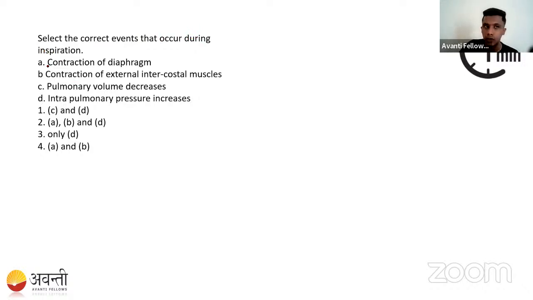So let's see the first option, contraction of diaphragm. Does the contraction of the diaphragm happen during inspiration? Definitely yes. The contraction of the diaphragm leads to the movement of the diaphragm in the anterior-posterior direction. As it moves in the posterior direction, it will increase the pulmonary or thoracic volume. When it increases the thoracic volume, that will help the air to move from the atmosphere into the lungs.